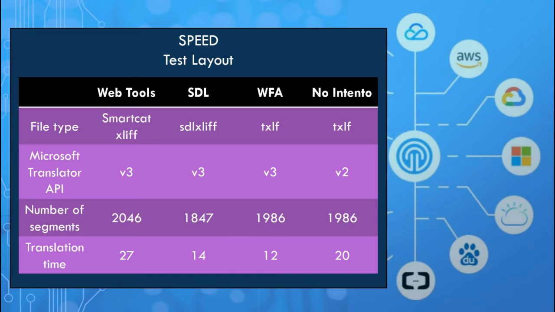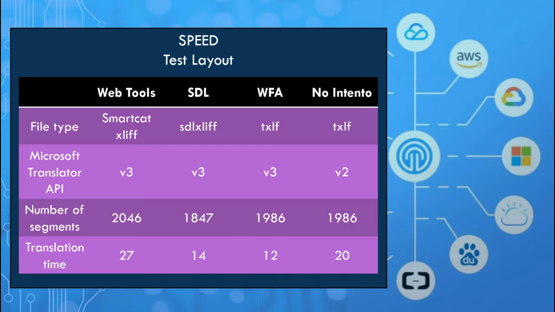And in all instances of the test, you will see I used the Microsoft Translator API, so we can have a comparison of apples to apples. In the SmartCat XLIFF file, we have a segmentation rule that got us a bit above 2,000 segments, and that was the slowest time, 27 minutes.